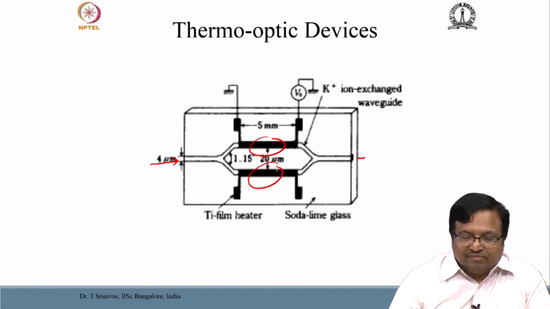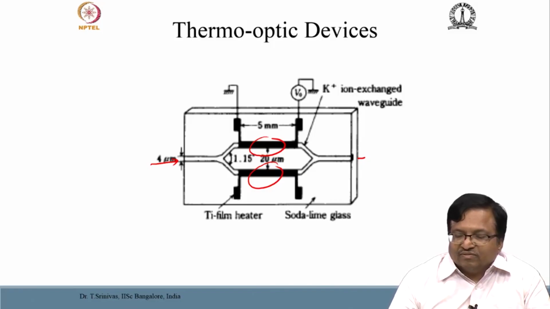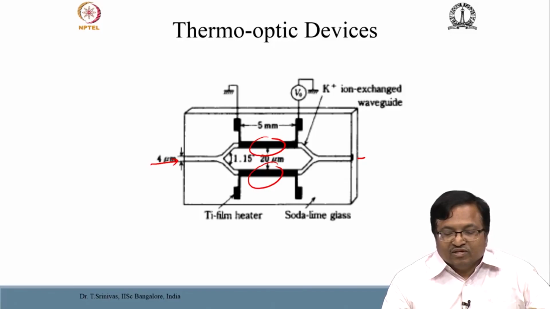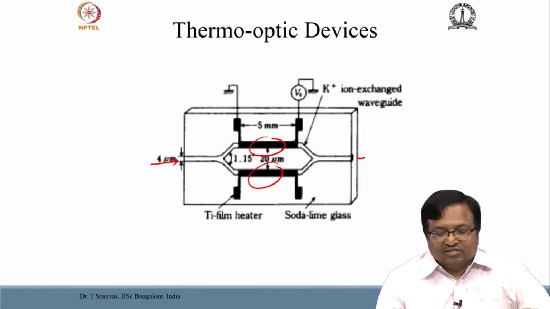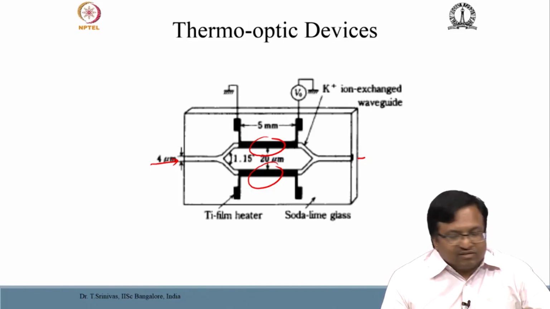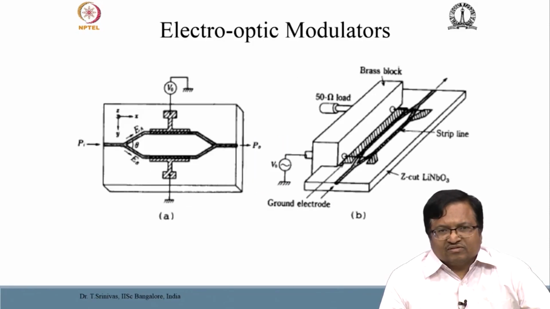So, this is shown as an example. You have a titanium film heater, the substrate is a soda lime glass, and the device is fabricated on proton exchange waveguides or potassium ion exchange waveguides. One of the important disadvantages you can say for such devices is the speed, because of the heat involved and the processes is quite slow compared to other electro-optic effect or other devices.